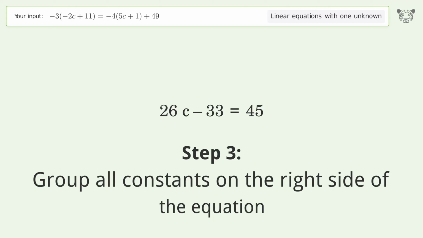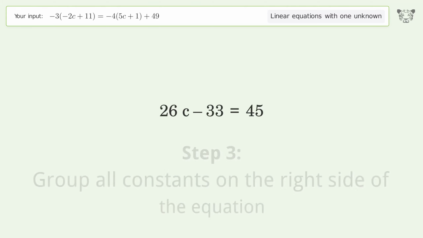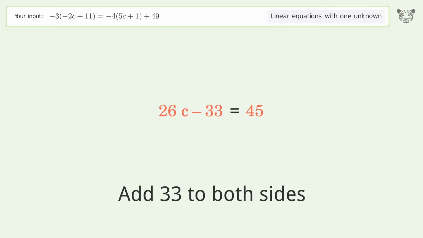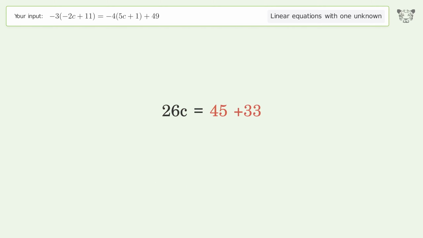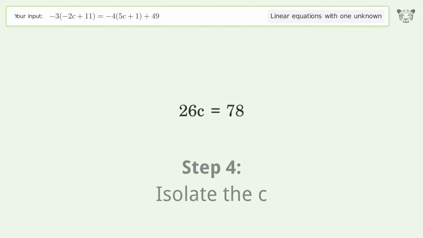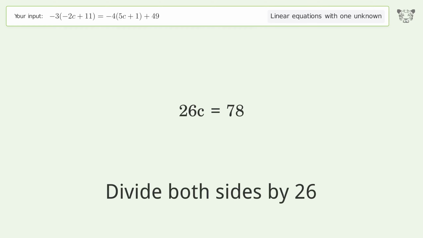Group all constants on the right side of the equation. Add 33 to both sides. Simplify the arithmetic. Isolate the c. Divide both sides by 26.